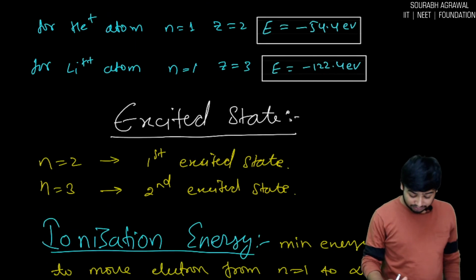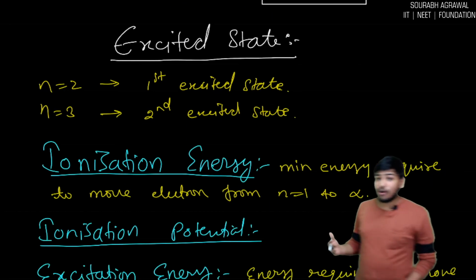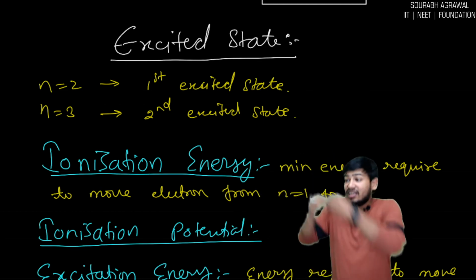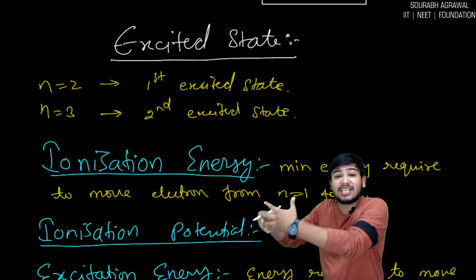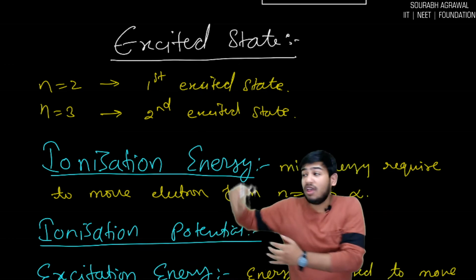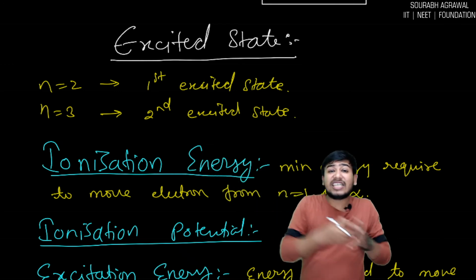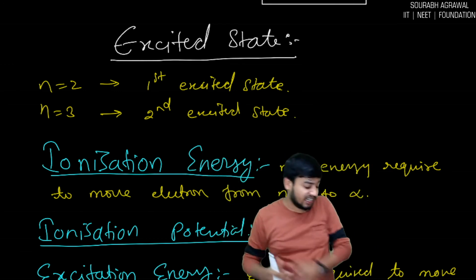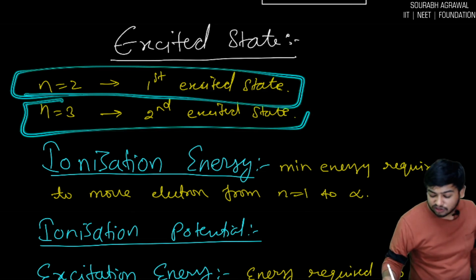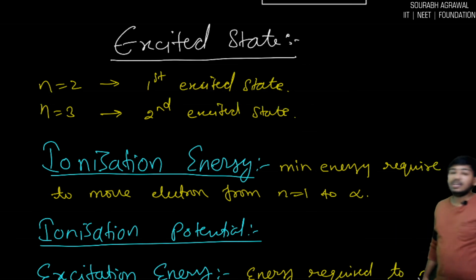Now next, excited state. First excited state means n equal to 2. When the electron is in the second orbit, we say that the electron is in the first excited state. When the electron is in the third orbit, we say that the electron is in the second excited state. When n is equal to 2, we call it the first excited state. When n is equal to 3, we call it the second excited state.